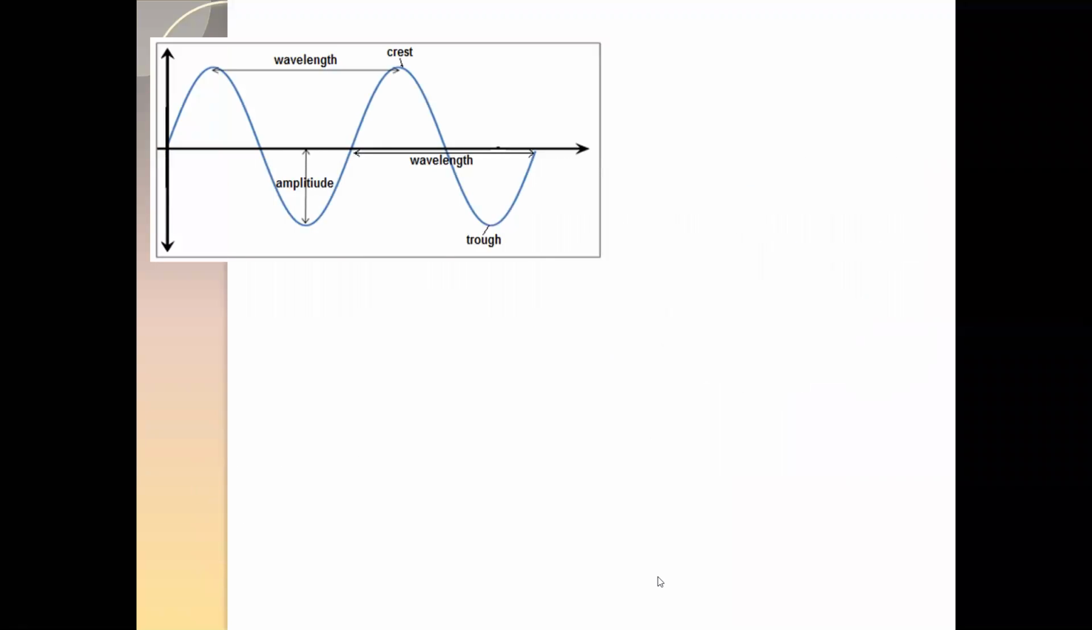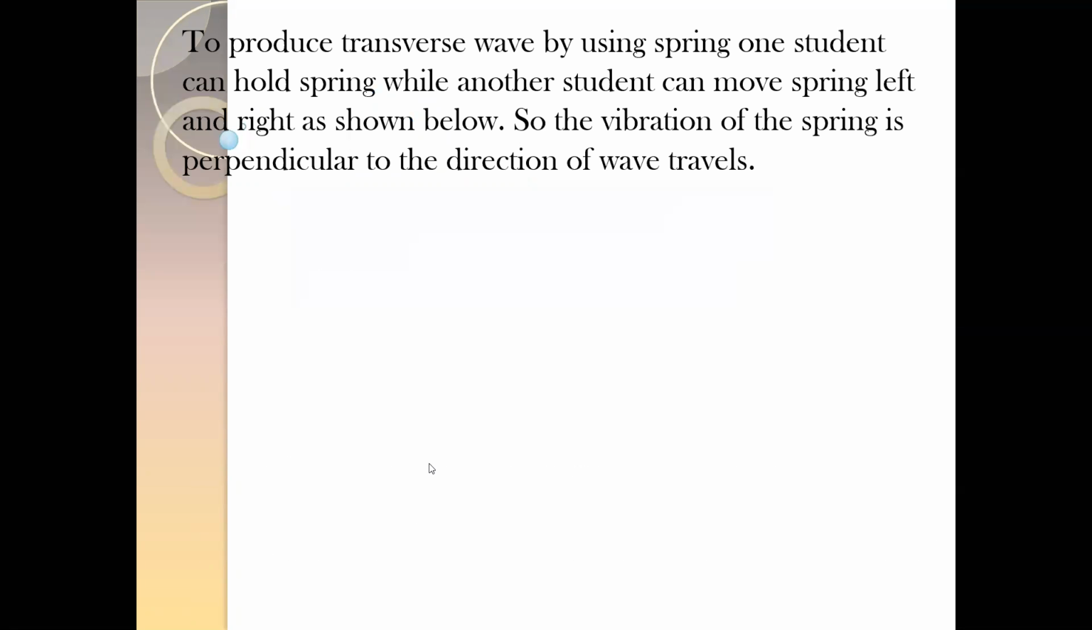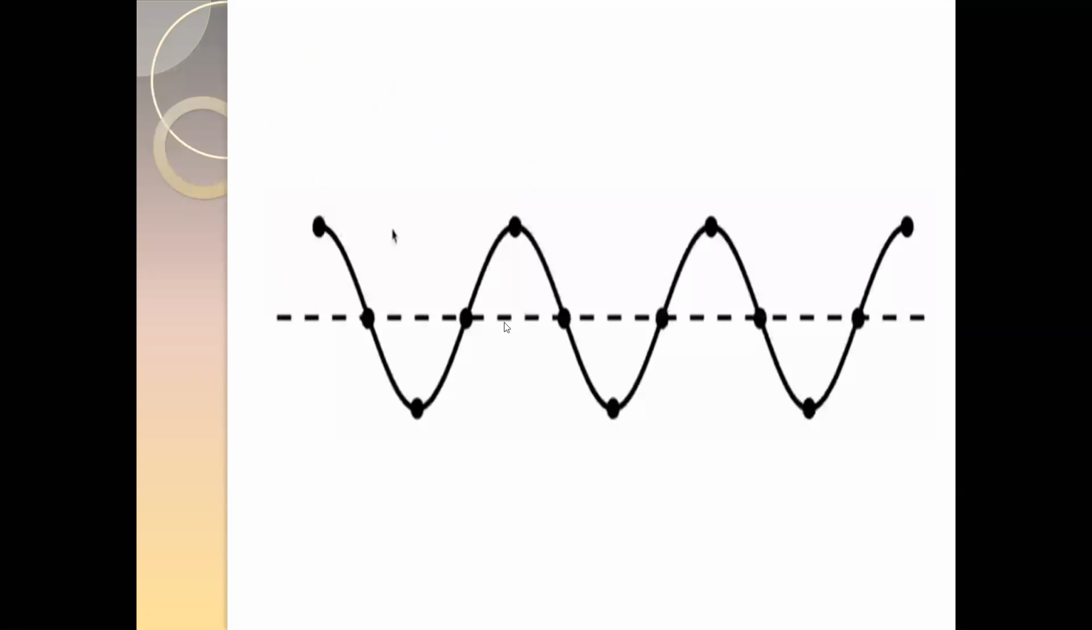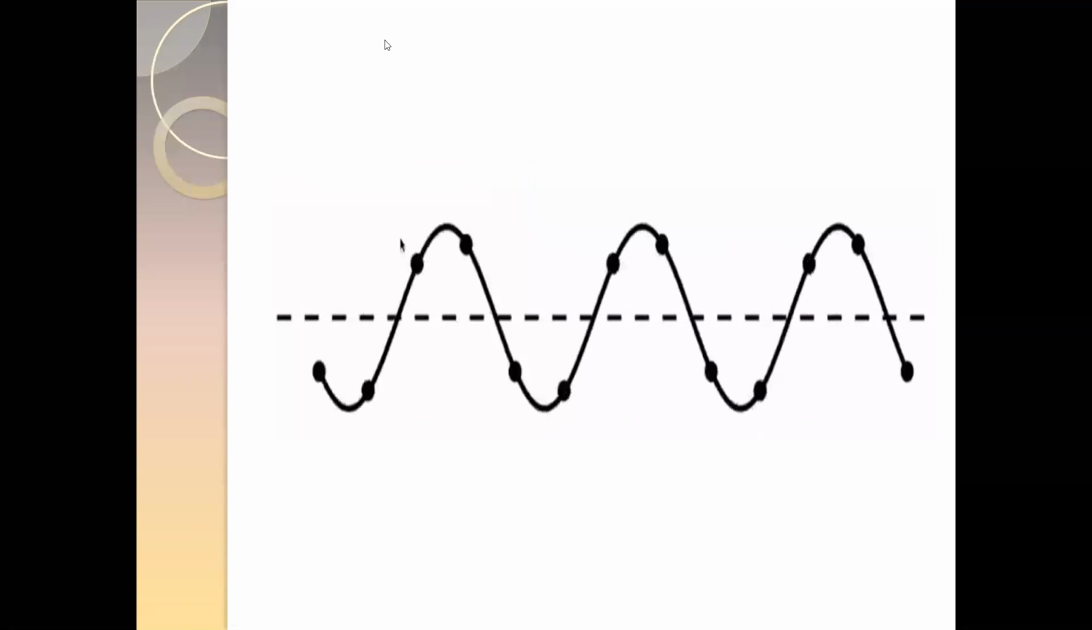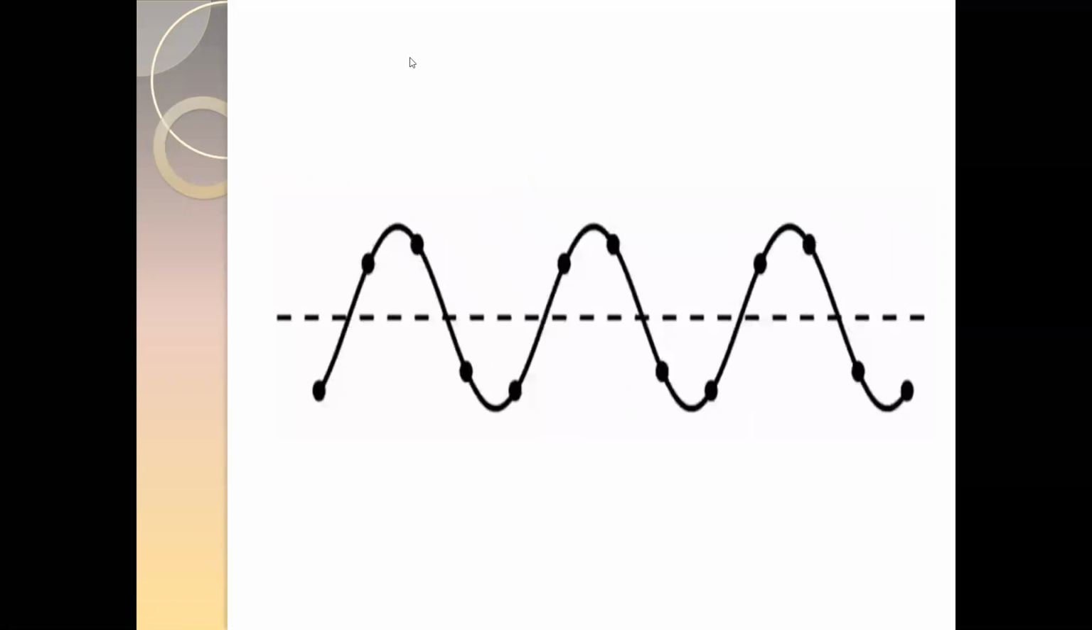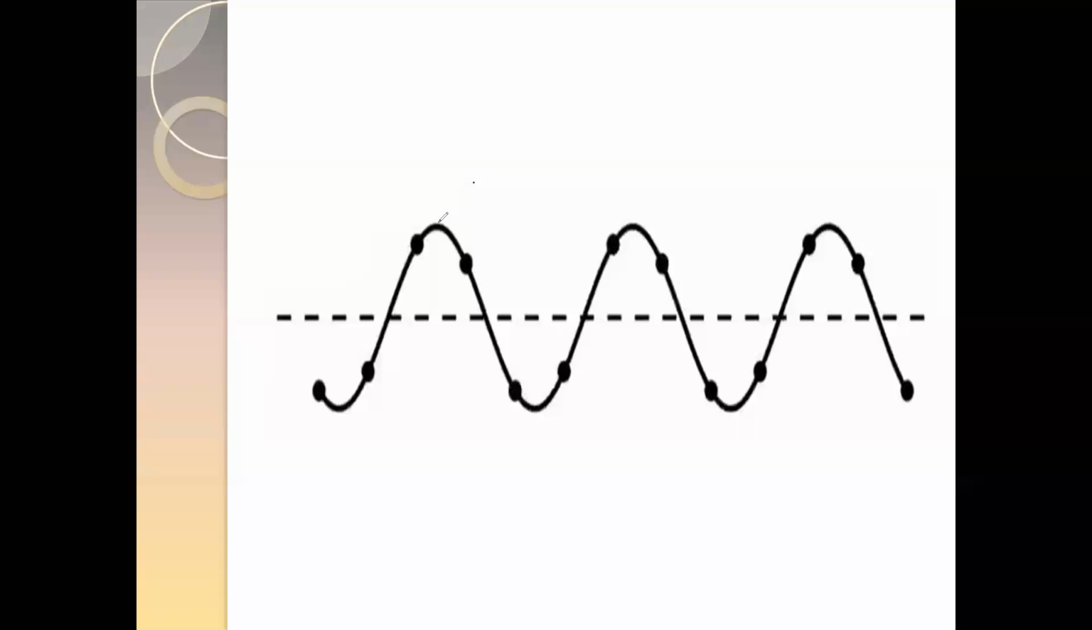For this transverse wave, we define certain terminologies. What are the terms we define for this? As you see, this is a transverse wave. So certain points we define for this transverse wave. This highest point is known as the crest. And the lowest point is known as the trough.